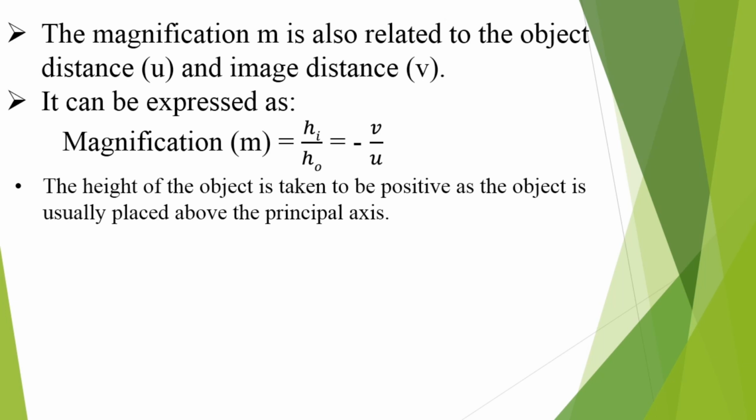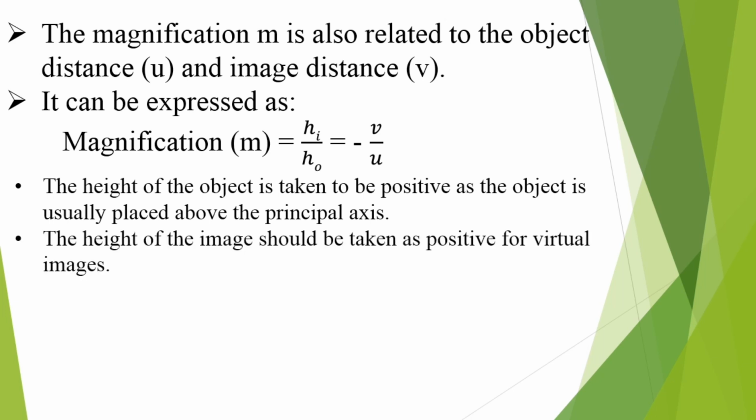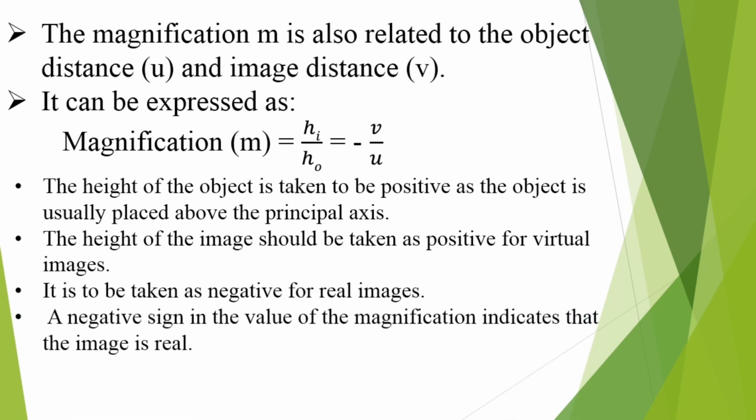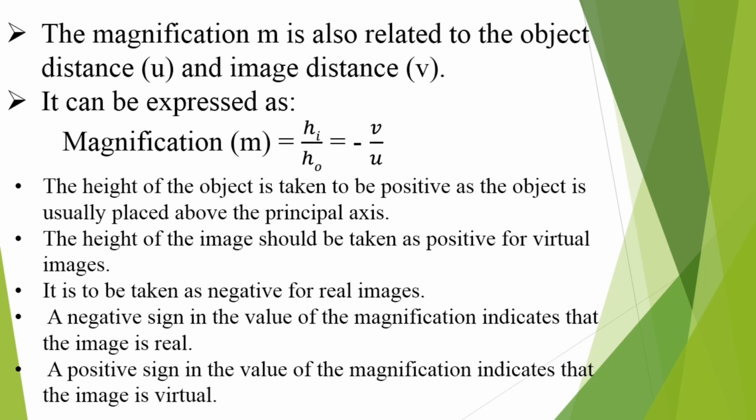The height of the object h naught is positive because the object is usually placed above the principal axis. The height of the image hi is positive for virtual images and negative for real images. A negative magnification means the image is real and inverted. A positive magnification means the image is virtual, that means upright.